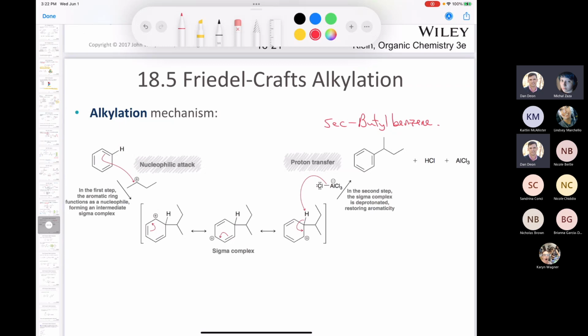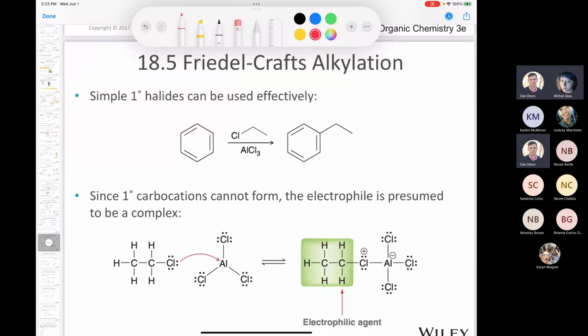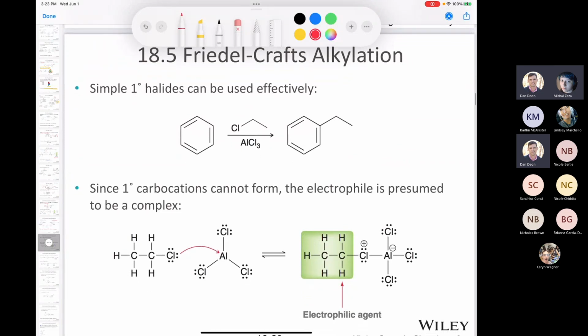I want you to go back into the recesses of your mind and think about carbocations for a second. What do we know about carbocation stability? If we're talking about carbocation stability, we know that a tertiary carbocation is most stable, followed by a secondary, followed by a primary, followed by methyl as being the least stable of all carbocations. And I want you to have that in the back of your mind as we look into this Friedel-Crafts alkylation in more detail. It says here on this slide that simple primary alkyl halides can be used.